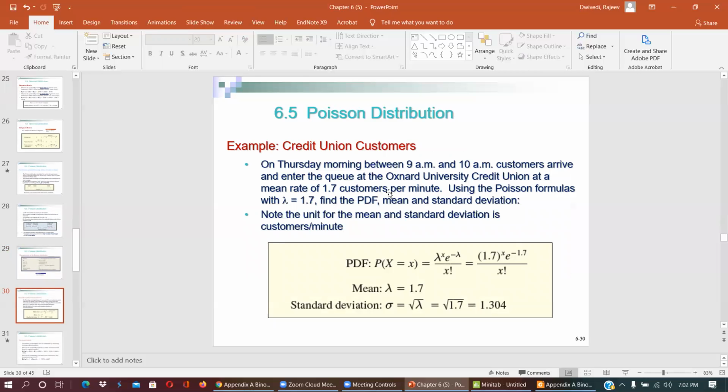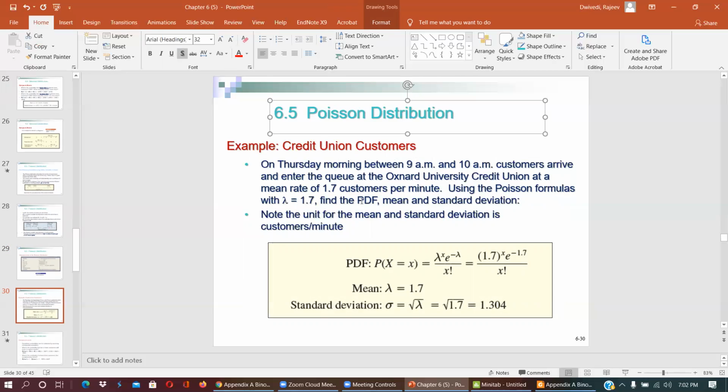Look into the question. On Thursday morning between 9 a.m. and 10 a.m., customers arrive and enter the queue at Oxnard University Credit Union at a mean rate of 1.7 customers per minute. Using the Poisson formula with lambda equal to 1.7. So lambda is given, 1.7. Find the PDF, mean, and standard deviation. So I can see the PDF later.